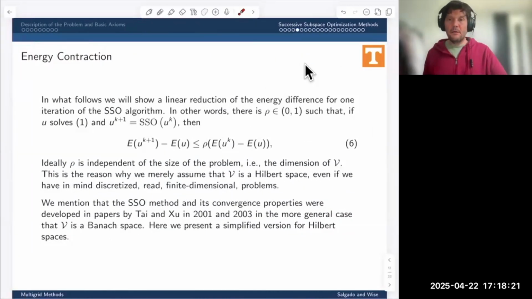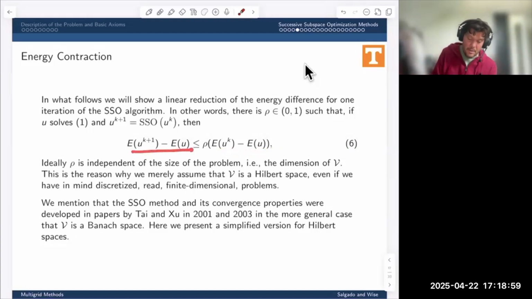Now, the idea of the proofs that we're going to go about in the next few lectures is to try to show that we get an energy contraction of the following form. Basically, what do I know about E at U? Well, if U is the minimizer, then any other value which is not U is going to give me an energy which is bigger than that at U, right? So this number here always has to be bigger than that number. So their difference has to be greater than zero.